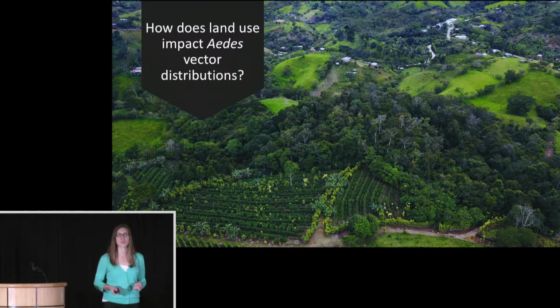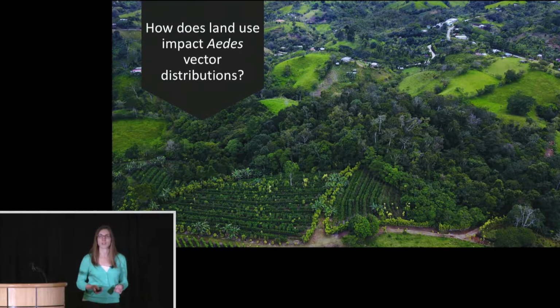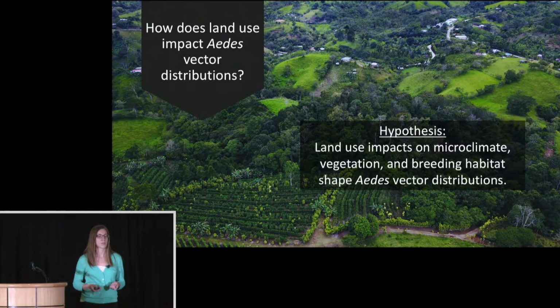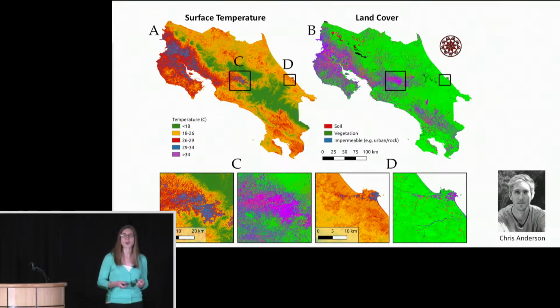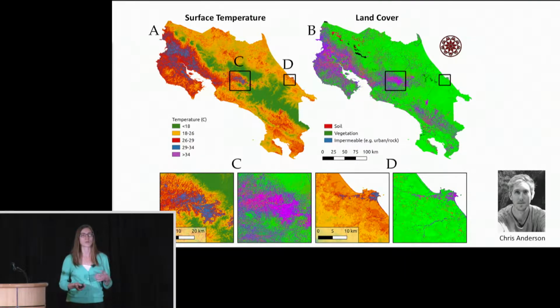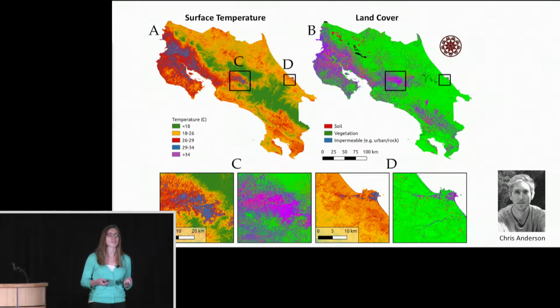And so we're currently pursuing this research question in Costa Rica. How does land use impact Aedes vector distributions? And we hypothesize that land use impacts on microclimate, vegetation, and breeding habitat will ultimately shape Aedes vector distributions in this landscape. And we decided to pursue this question with a very quantitative approach by using species distribution models. And these models incorporate publicly available mosquito presence data and remote sensing environmental data that describe surface features like temperature and land cover.